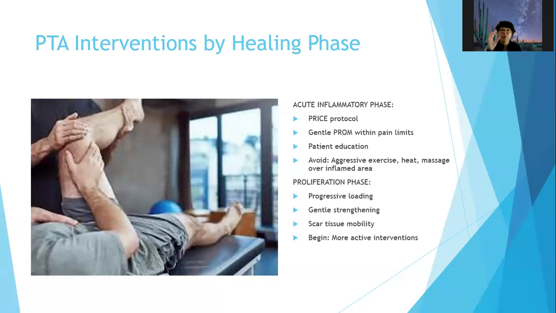So once you move into the proliferation phase, you can start with progressive loading, gentle strengthening, scar tissue mobility. So how do we know when we're in the proliferation phase? We're going to see that pink granulation tissue. We're going to see evidence of healing. The acute inflammatory symptoms, those 5 cardinal signs, are going to decrease. You can begin more active interventions at that point.